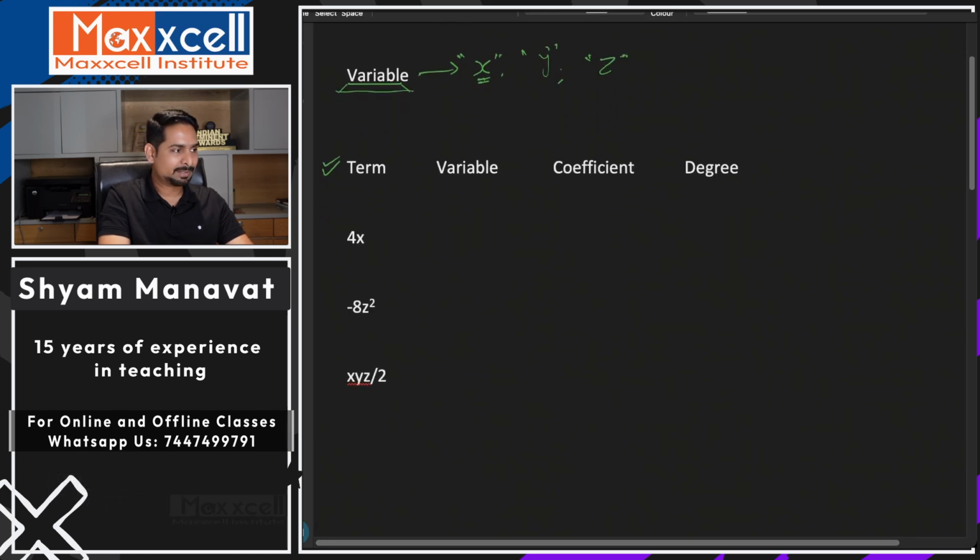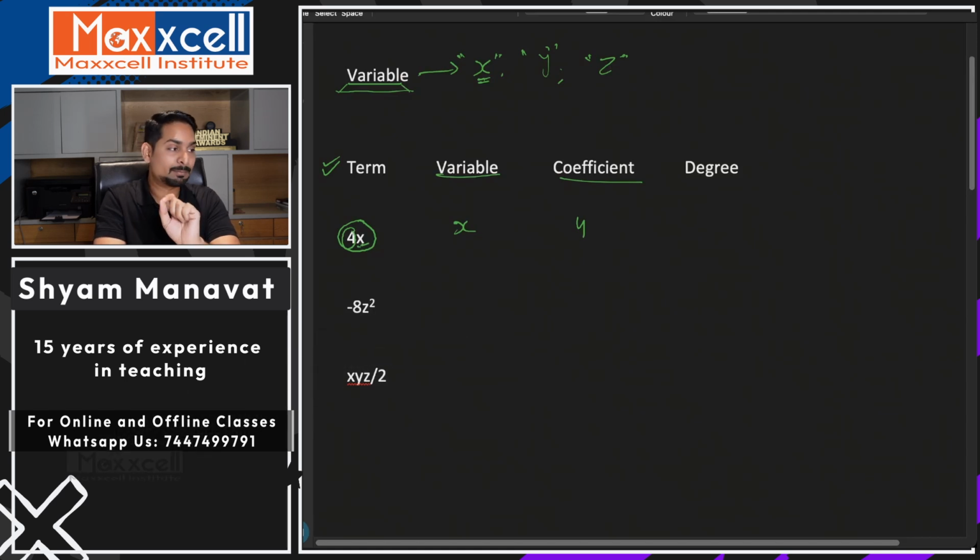Okay, now let's see some more common terms. For example, if I give you a term 4x, in 4x, what is the variable? Variable here is x, right? In this term, the variable is x. What is the coefficient? Coefficient means a number, okay? A number which is in multiplication of the variable. So here the number is what? 4. So it's 4x, so 4 is the coefficient.